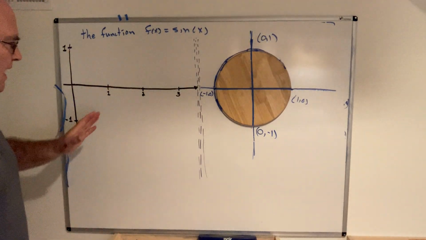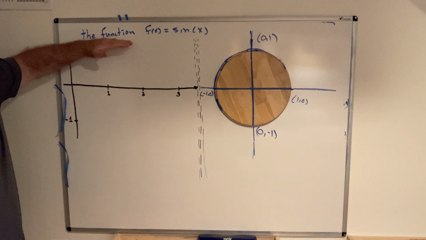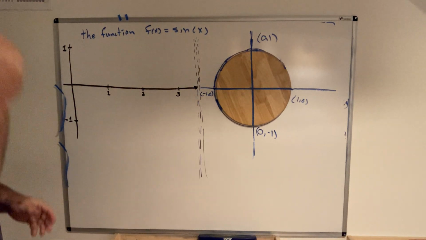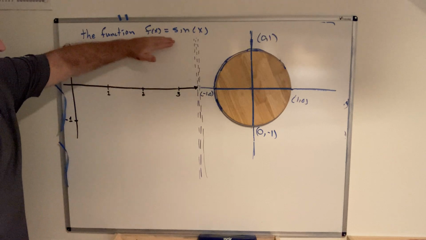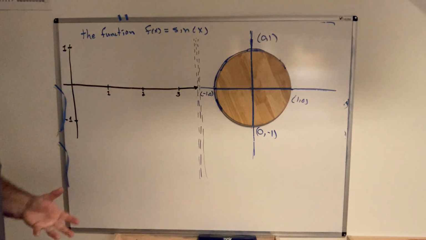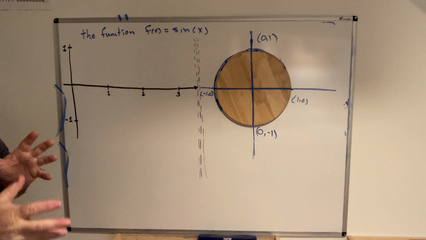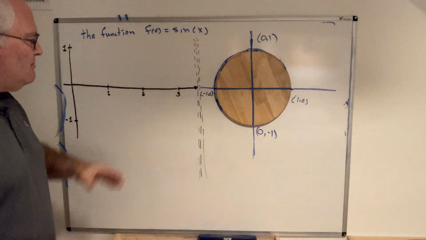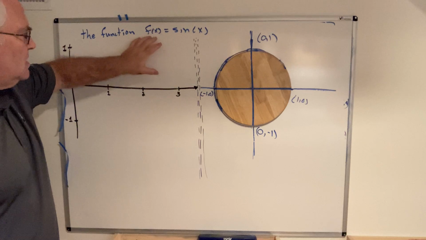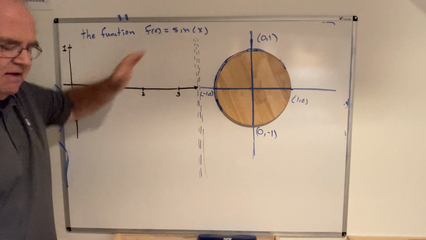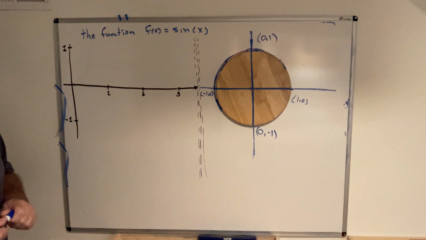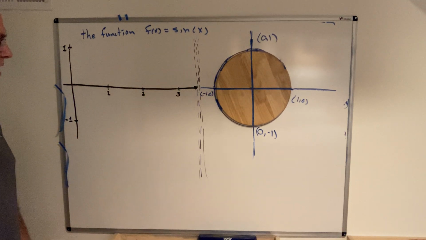And what I want to take a look at next is the function f of x is equal to sine of x. Now, so far we've talked about the sine, and we've been calling it a function, but really we've been referencing it in terms of a right triangle. But now we're going to talk about this function, f of x is equal to sine of x, in the same way that any other function you've talked about so far in your algebra background.